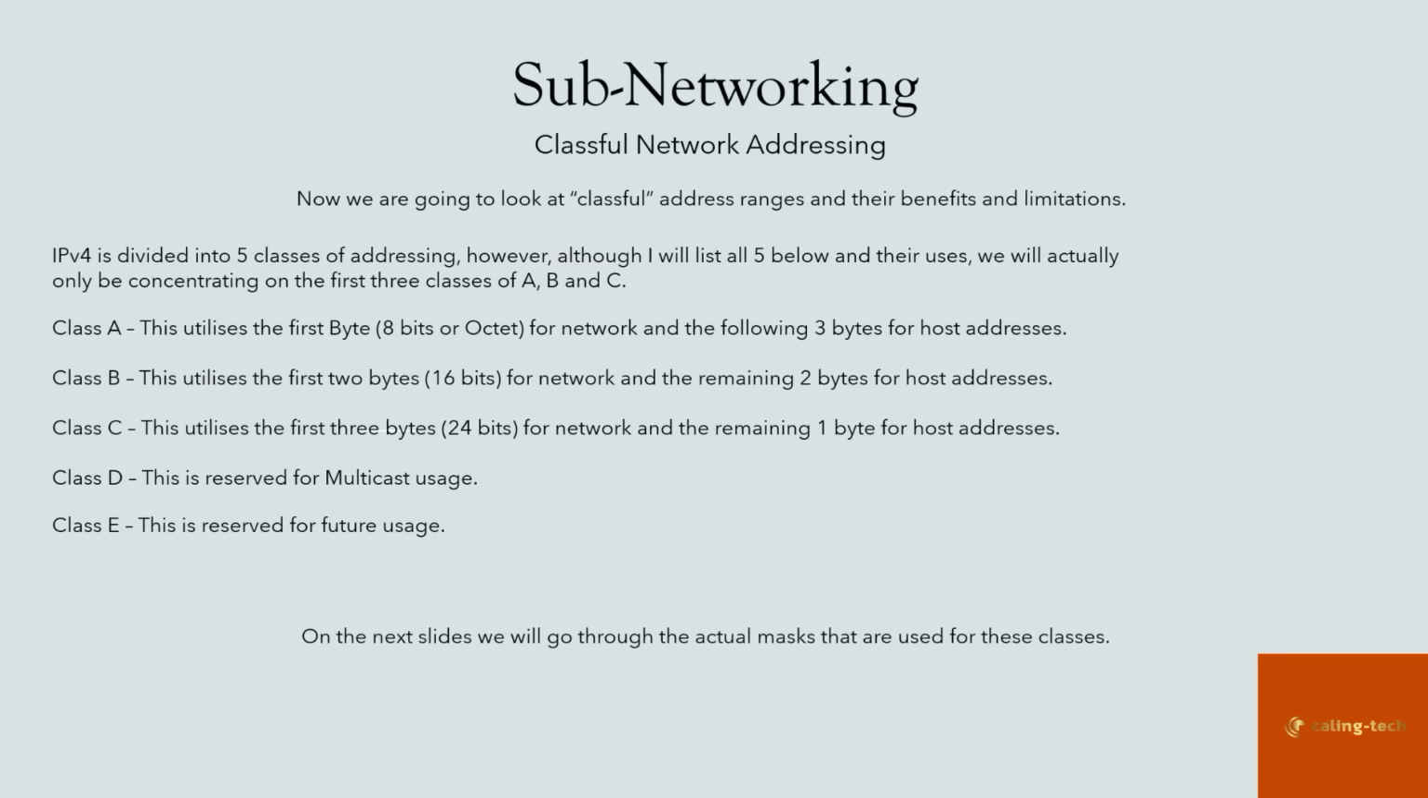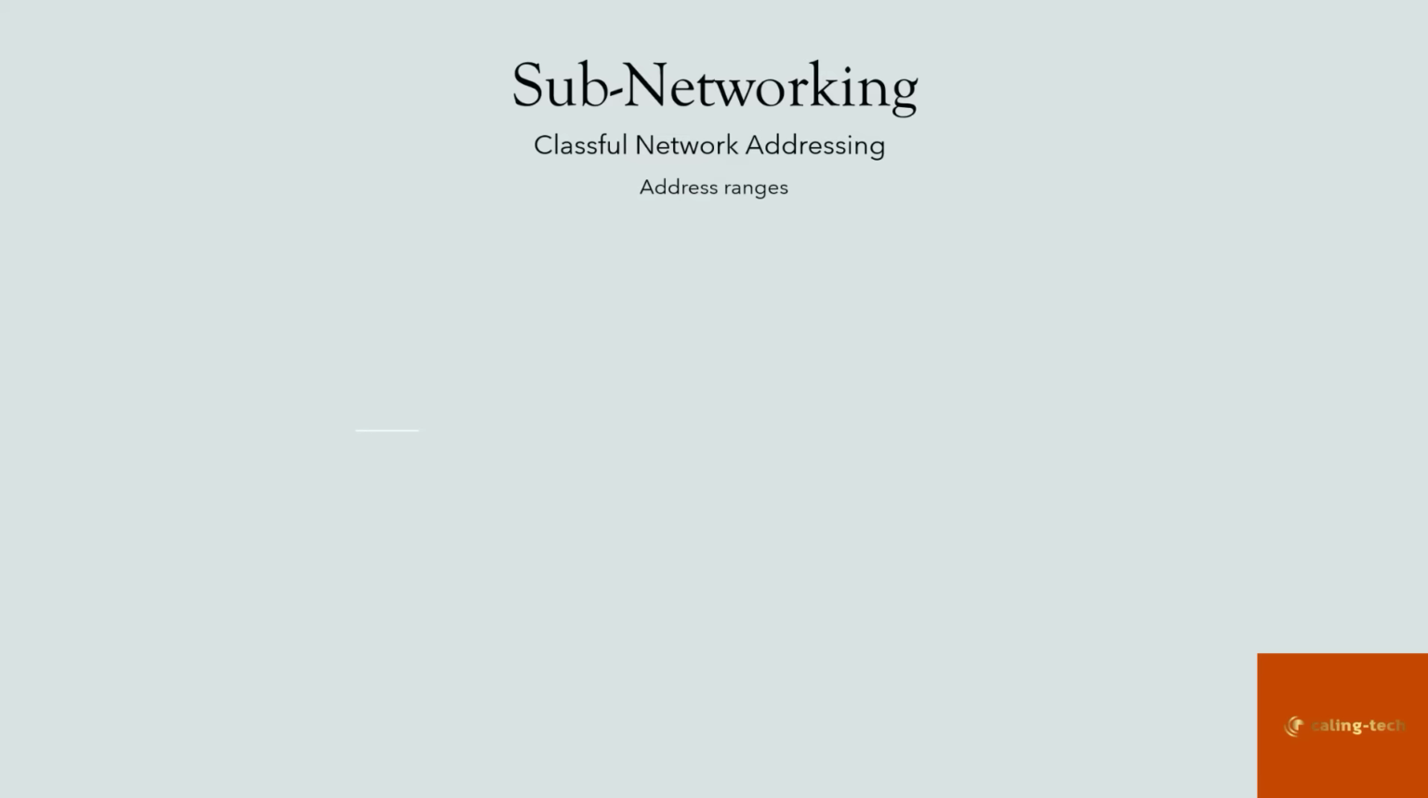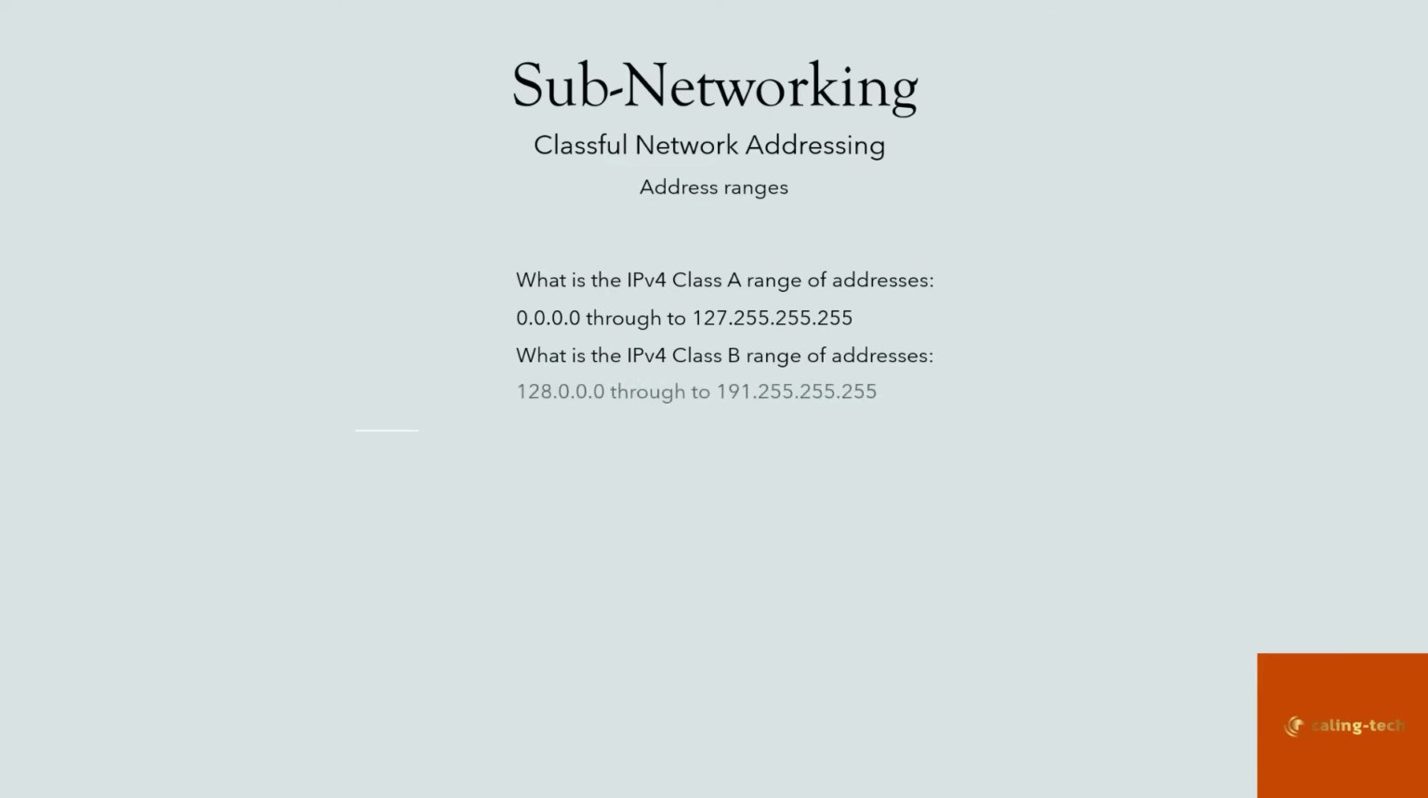So what we're going to do is on the next slides, we'll go through each class and the masks that are used for these classes in the subnetting. So let's go through the actual address ranges that are associated with each class, and we'll start with Class A. So what is the IPv4 Class A range of addresses? Well, there we go. It's 0.0.0.0 through to 127.255.255.255. What's the Class B range of addresses? It's 128.0.0.0 through to 191.255.255.255. And Class C is 192.0.0.0 through to 223.255.255.255.